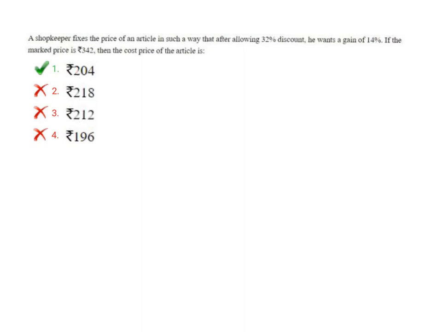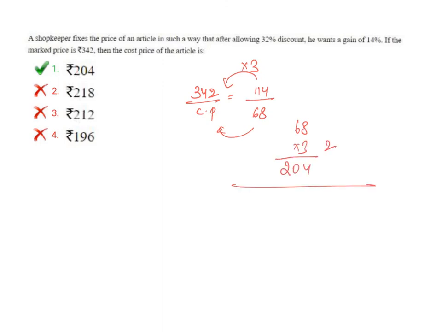The next one. A shopkeeper fixes the price of an article in such a way that after allowing 32% discount, he wants a gain of 14%. If the marked price is 342, the same formula you apply. Marked price by cost price is equal to 100 plus profit, that is 114, by 100 minus discount, that is 68. 114 into 3 is 342. Therefore 68 into 3, 204. 18 plus 2 is 20.